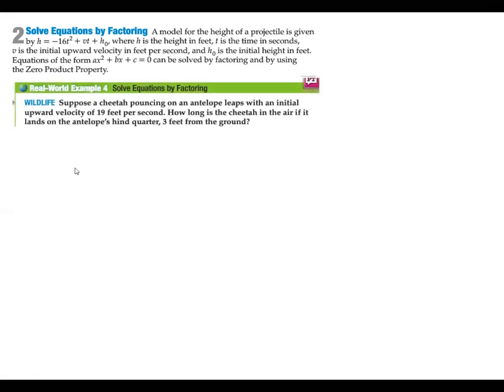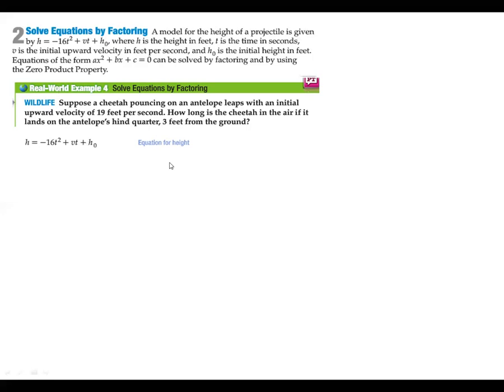Suppose a cheetah pouncing on an antelope leaps with an initial upward velocity of 19 feet per second. How long is the cheetah in the air if it lands on the antelope's hind quarter 3 feet from the ground? Okay, so this is the equation for height. I know that the height when it hits the antelope is 3 feet. Now be careful, that's not the initial height. That's how high it is however long it's taken to get onto the antelope.